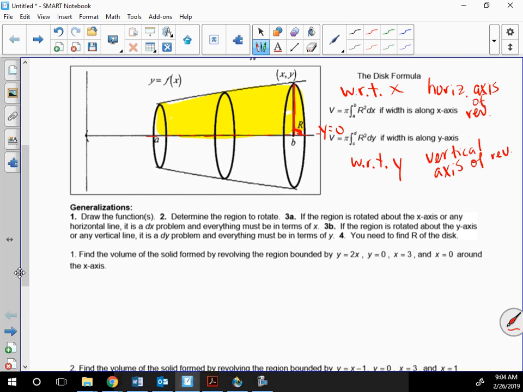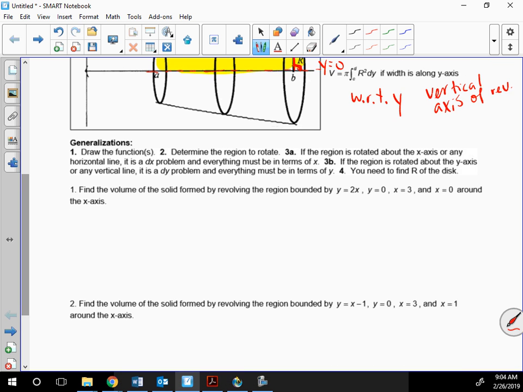Okay. So our first one: find the volume of the solid formed by revolving the region bounded by y equals 2x, y equals 0, x equals 3, and x equals 0. So let's go ahead and do a little sketch of that. Your sketches do not have to be super fancy. They're just there to help you identify what your radius is. And again, just a rough sketch is good.